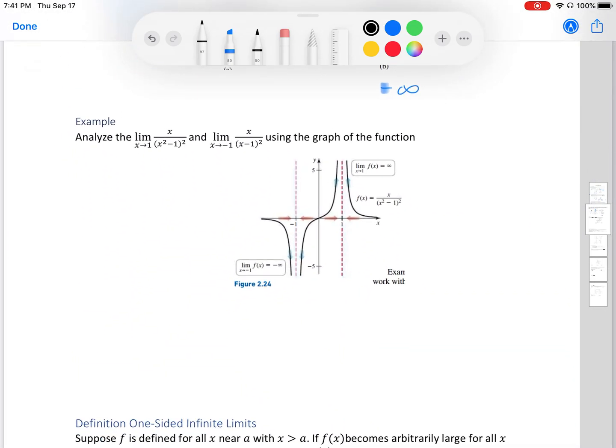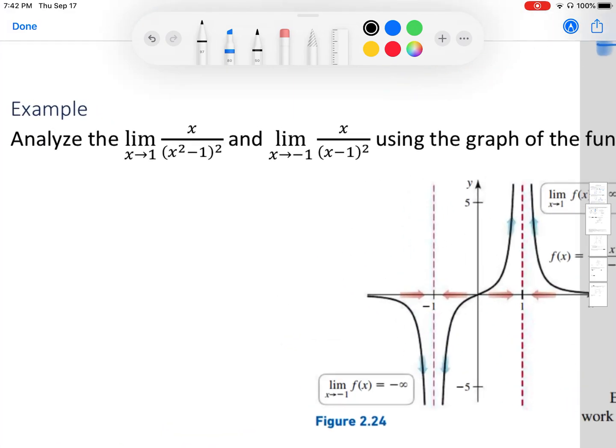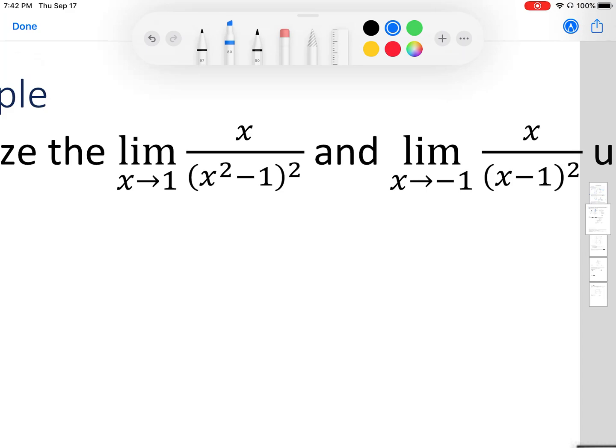Let's take a look at an example. Analyze the limit as x approaches 1 of x over (x squared minus 1) squared, and the limit as x approaches negative 1 of x over (x minus 1) squared, using the graph of the function. Okay, so we can go take a look at the pictures so we can understand how these limits are working. This first part is asking what's happening at positive 1.